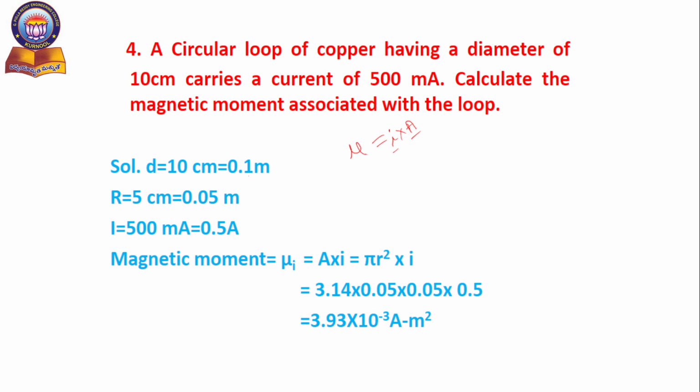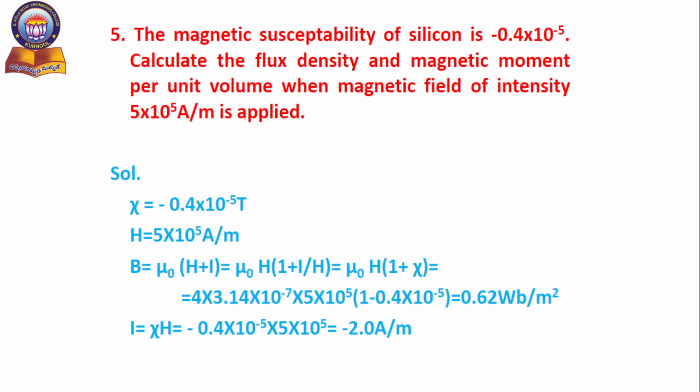The magnetic moment associated with the circular loop formula is mu equals A into I, or I into A. A is pi r square. Pi means 3.14. R square is 0.05 into 0.05, because square is there. I is 0.5. After calculation, we get mu, the magnetic dipole moment, equal to 3.93 into 10 power minus 3 ampere meter square. So this is the last problem.